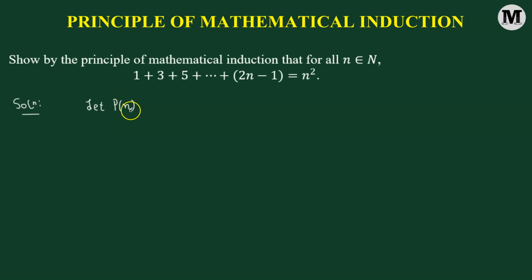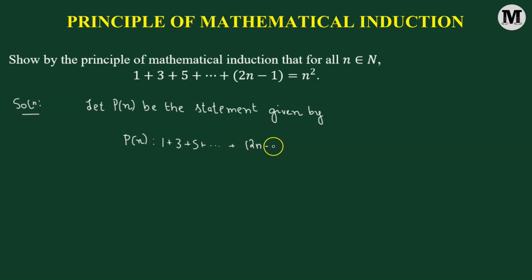P of n such that 1 plus 3 plus 5 going all the way up to the nth term, which is 2n minus 1, that sum equals n squared. We're going to name this as statement number 1. Now we'll consider the first natural number, which is 1.